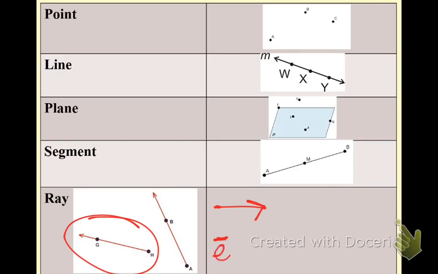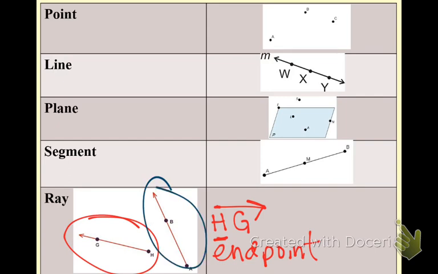The first letter has to be the end point of the ray. The end point, the initial point, whatever you want to call it. So what is the end point of our first ray? H, and it goes off in the direction of which letter? G. So we would name the second ray A, B. Okay, we used A first because it is the end point.